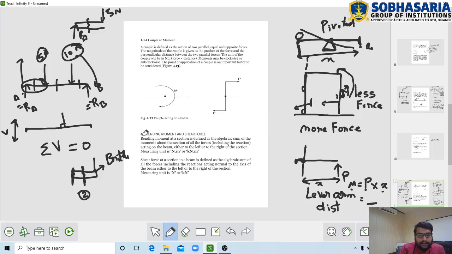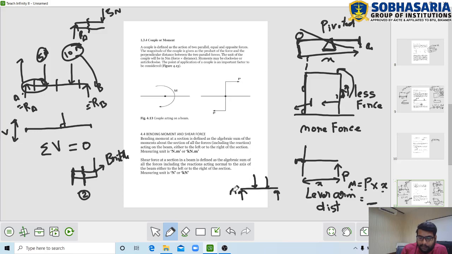So here we will see 4.4 bending moment and shear force. Bending moment at a section is defined as the algebraic sum of the moments about the section of all the forces including the reactions. It means when you take the section and due to the loads and reactions, you will have different moments due to different loads.